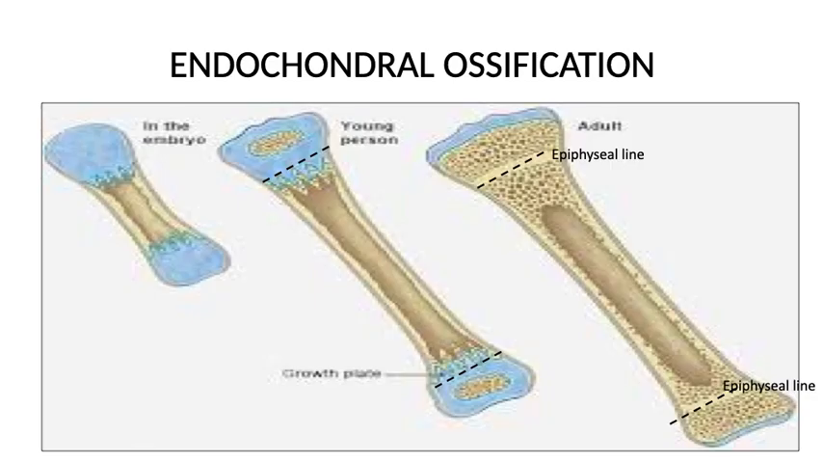All right, so now we go to the endochondral ossification. So endochondral ossification is a little bit different from what we just discussed from the intramembranous ossification, which is very easy.